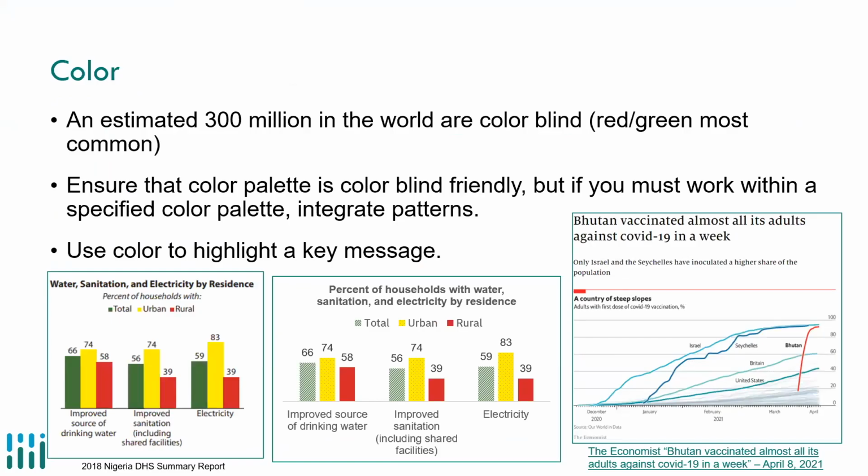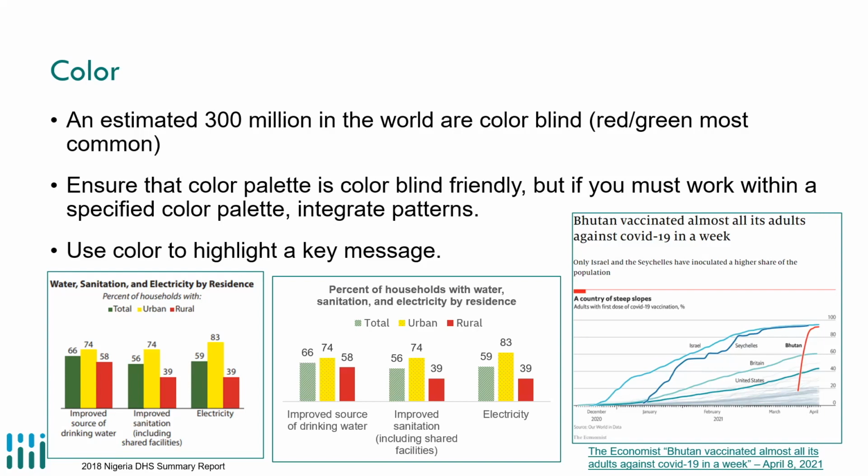Another strategy to think about is color. As I mentioned, there are many individuals that are colorblind that we don't actually know. We don't have good global estimates of colorblind prevalence. Red-green tends to be the most common. And so you should ensure that your color palette is colorblind friendly.